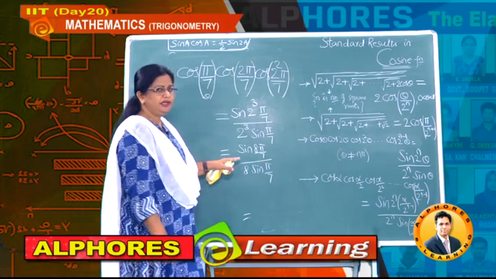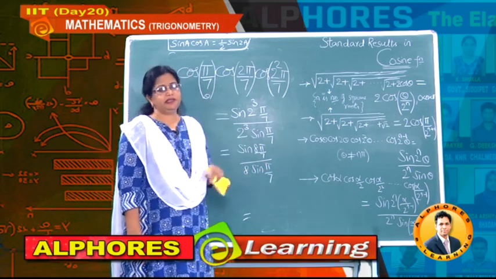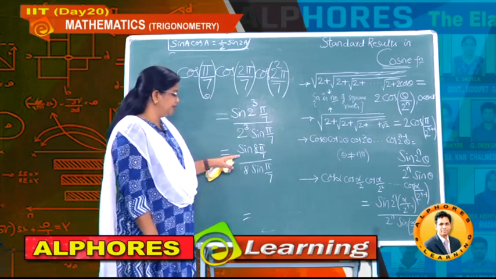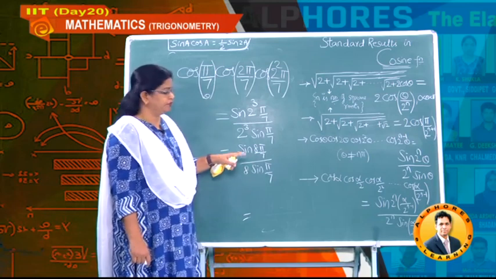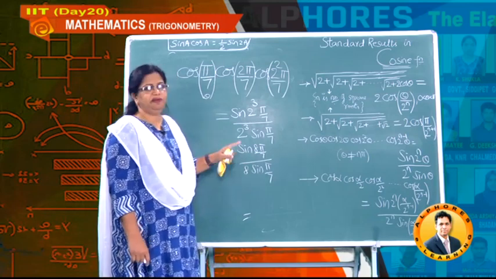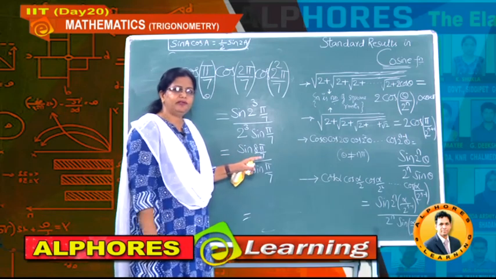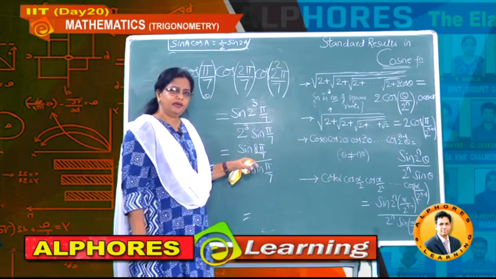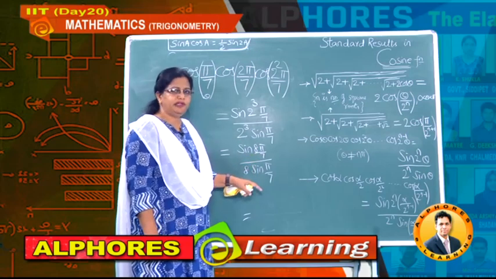But the options may not be like this. Moreover, this is again one of the standard results. At the same time, options may not be in this way. They simplify. So how did they get the simplification? For the simplification, you have to make use of the allied angle concept. Students, what is the allied angle concept? How can you make use of it here?